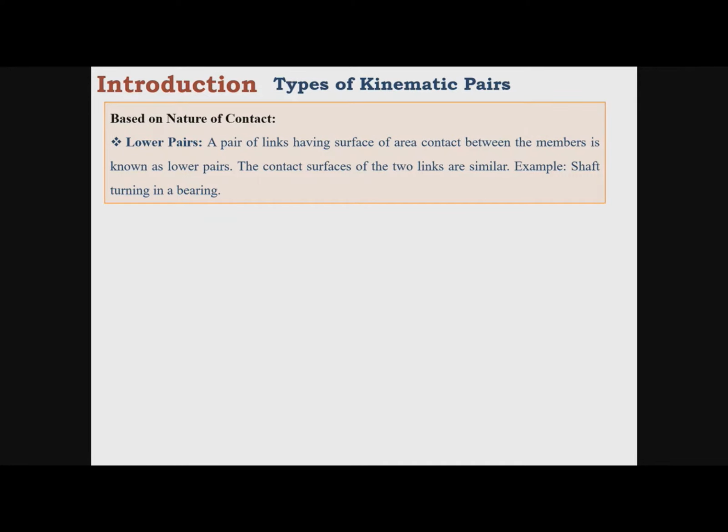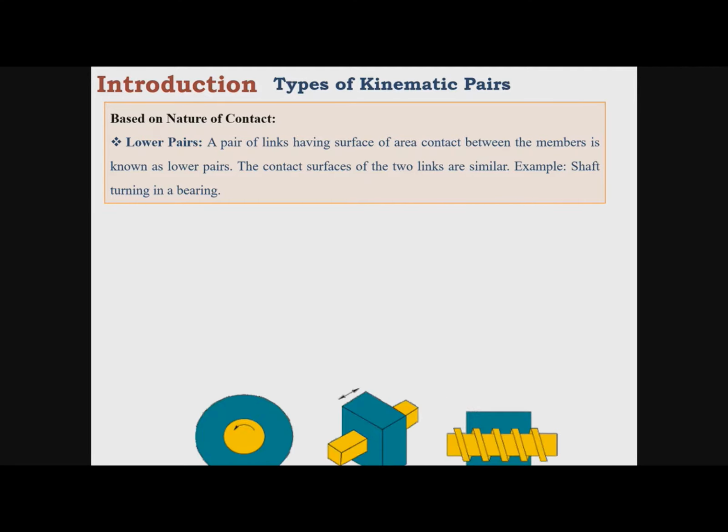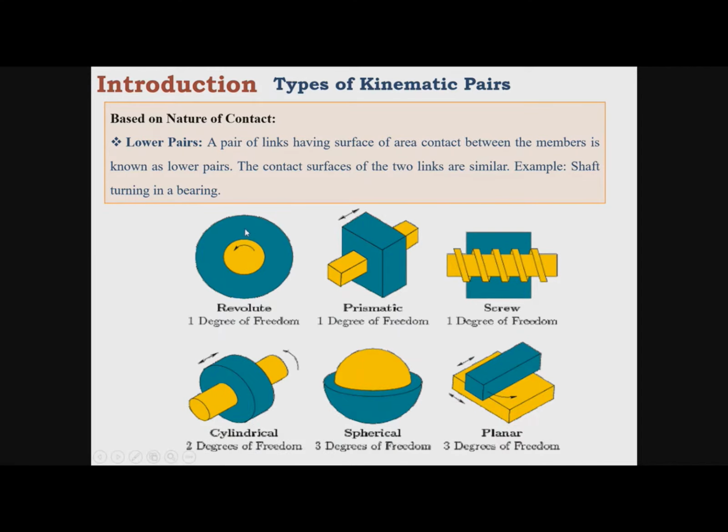So lower pairs, a pair of links which have surface area contact between the members, is known as a lower pair. The contact surfaces of the 2 links are similar. Cylindrical bar in a bearing. Here we have a prismatic pair where a square bar is sliding in a square hole. A screw pair, cylindrical pair, spherical pair, and planar pair. So these pairs have surface contact between them.